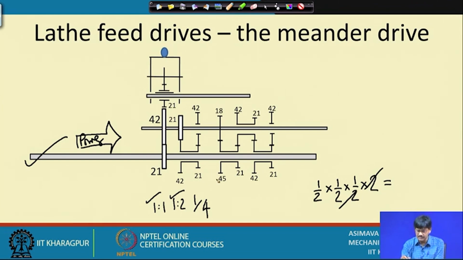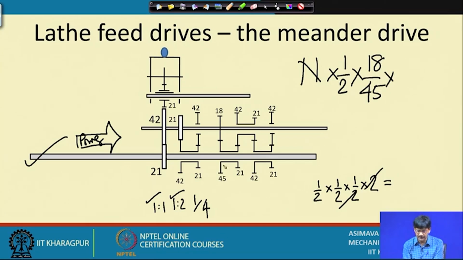So, this 18 by 45, so whatever RPM I am coming with, say n, that is coming here and it is getting multiplied by half. So, n into half into, then the power directly flows this way, comes here 18 by 45, multiplied by, now it goes this way, 21 by 42, multiplied by 21. Okay.